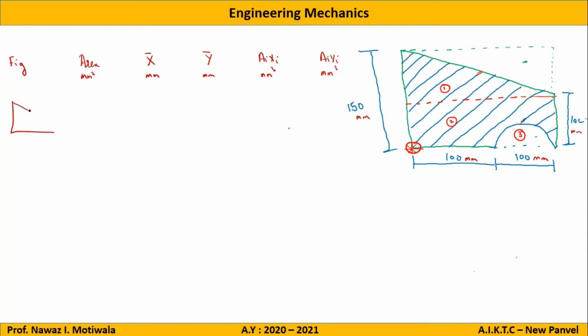Okay, this is my triangle. And what will be the dimensions of this triangle? Yes, someone, what will be the dimensions of this triangle? 50 and 200. 50 and 200.